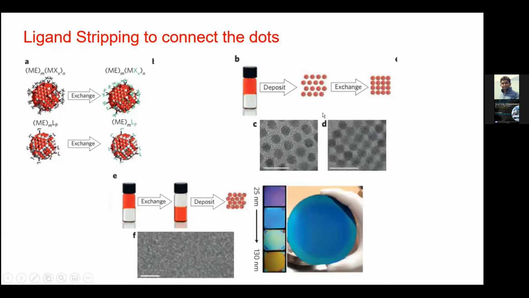But here you deposit first, and when you deposit, it's homogeneously dispersed on the film, and then you exchange the ligand. When you exchange the ligand, they come close enough because they already know their positions on the surface. You remove the ligand and they close together, and you can see they are so close that electrons can go from one to another.